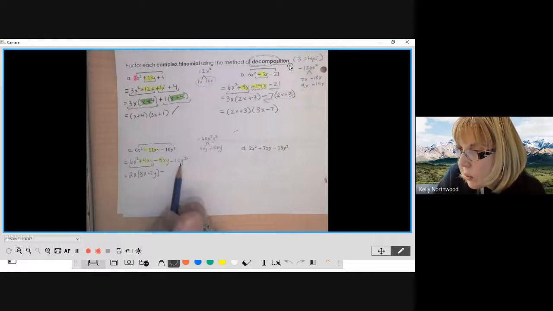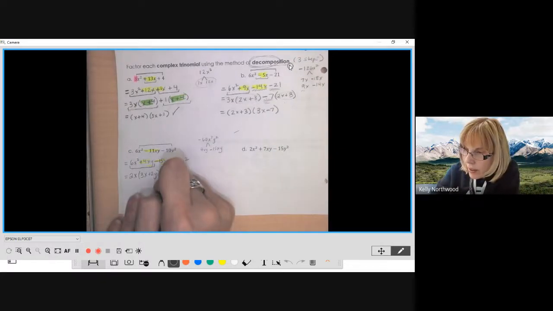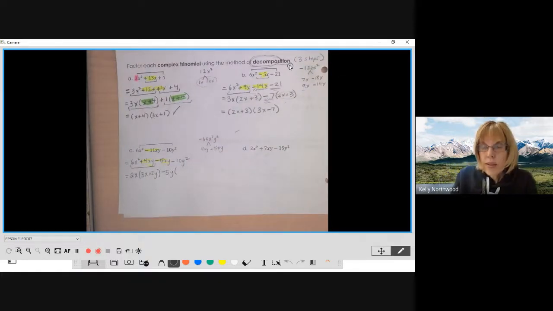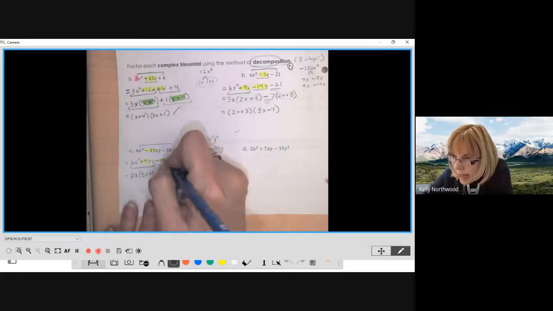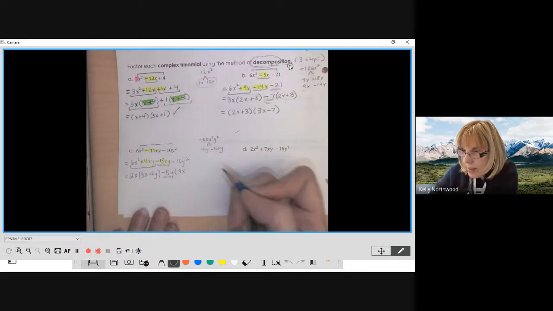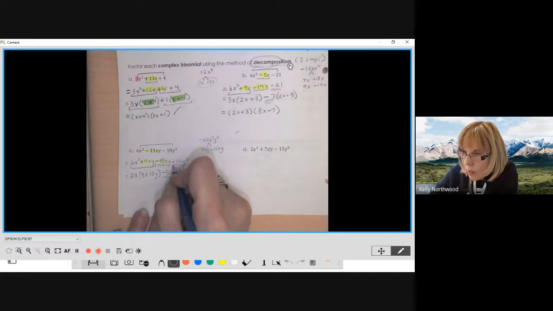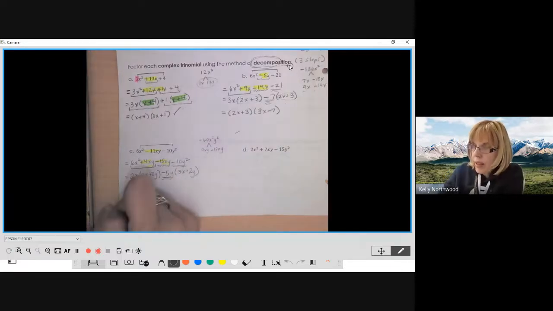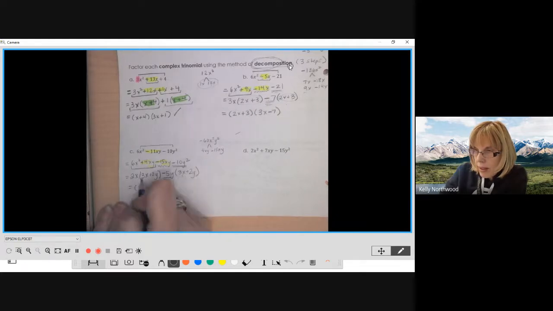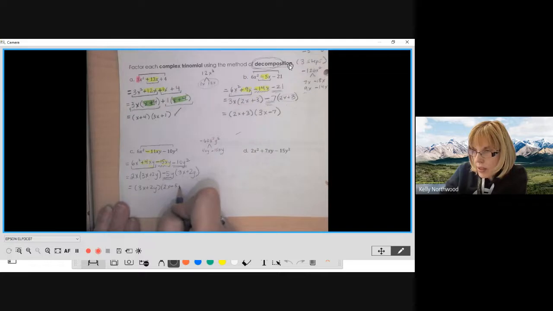What's in common with 15xy and 10y? 5. There's not an x in both of them, but there is a y. So then signs are really important here. Negative 15xy divided by negative 5y is positive 3x. Negative 10y squared divided by negative 5y. So negative 10 divided by negative 5 is positive 2. y squared divided by y is y. And then again, you'll notice we get the common binomial. In this case, it's 3x plus 2y, and the leftovers form the other factor.